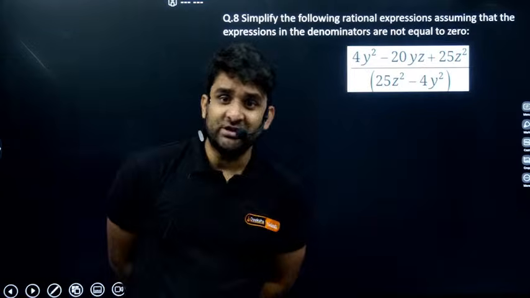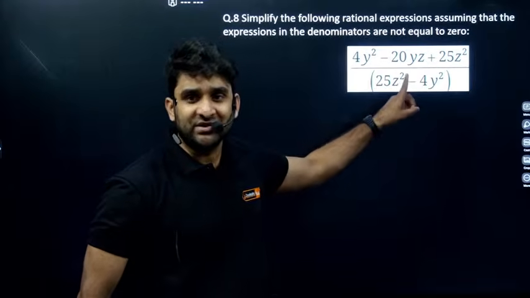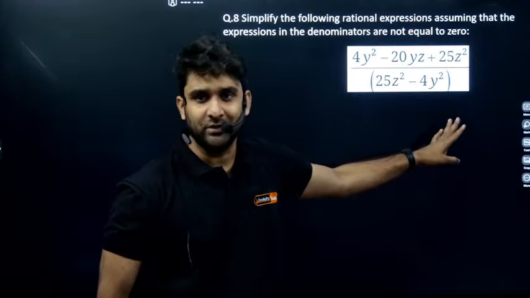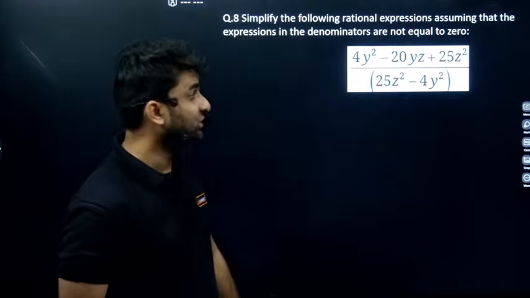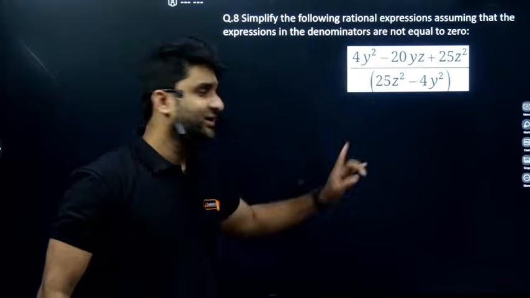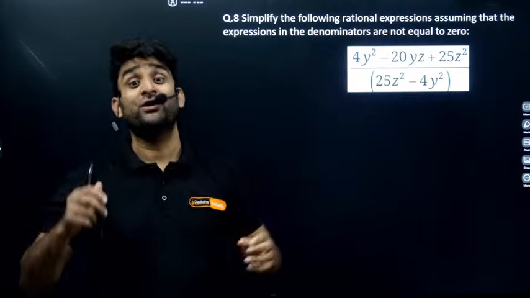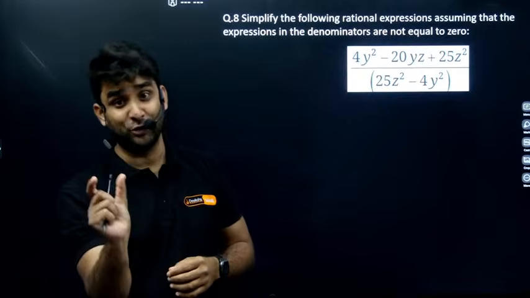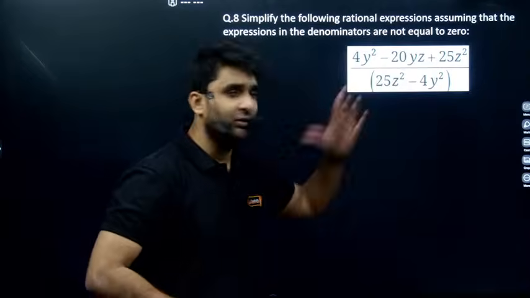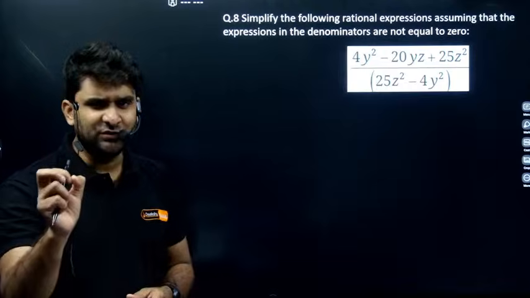Okay, so the next question is: simplify the following rational expression. Why are we calling this rational? Because one polynomial is the numerator and one polynomial is in the denominator. So this is the rational expression. Assuming that the expressions in the denominator are not equal to 0, otherwise the expression will become not defined. If you write 0 in the denominator, it is not definable in mathematics, so this is not equal to 0. So let's simplify. My dear champion, this is a very easy question.